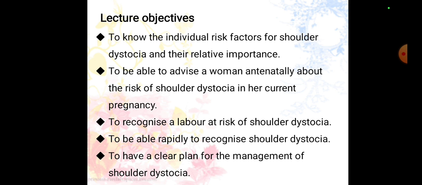Lecture objectives: to know the individual risk factors for shoulder dystocia and their relative importance, to be able to advise a woman antenatally about the risk of shoulder dystocia in her current pregnancy, to recognize a labor at risk of shoulder dystocia, to be able to rapidly recognize shoulder dystocia and have a clear plan of management for shoulder dystocia.